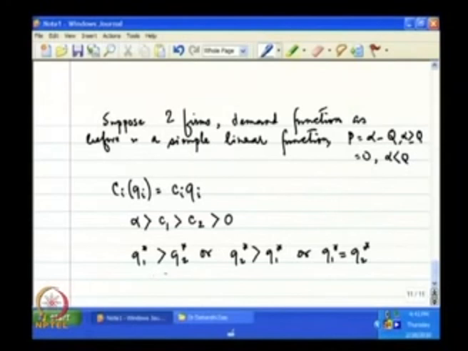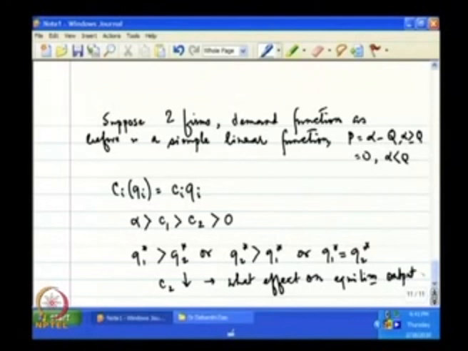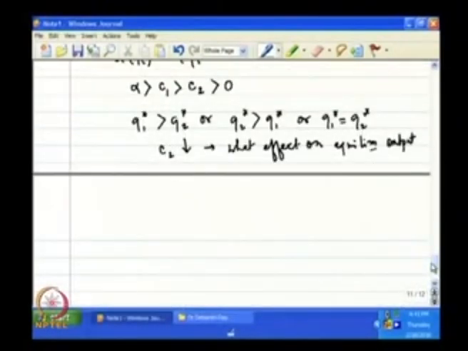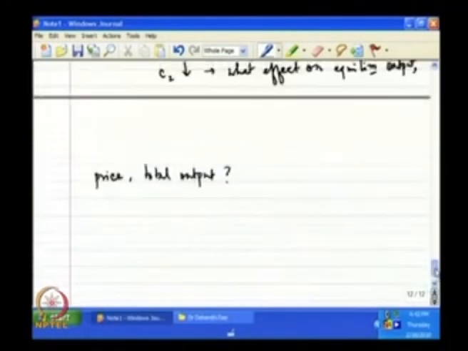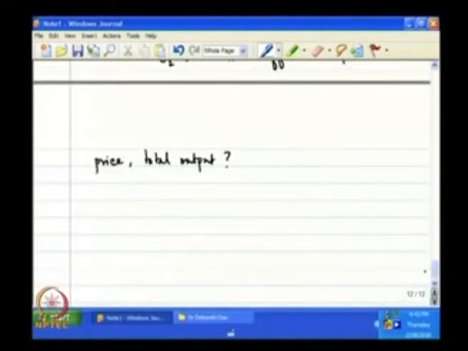Also, we are going to investigate, suppose C2, which is already less than C1, falls, then what is the effect on equilibrium output, for example, and price, how the price is going to change, or total output? So these are some of the questions that we are going to answer in this little bit more realistic case where the cost of production might differ.